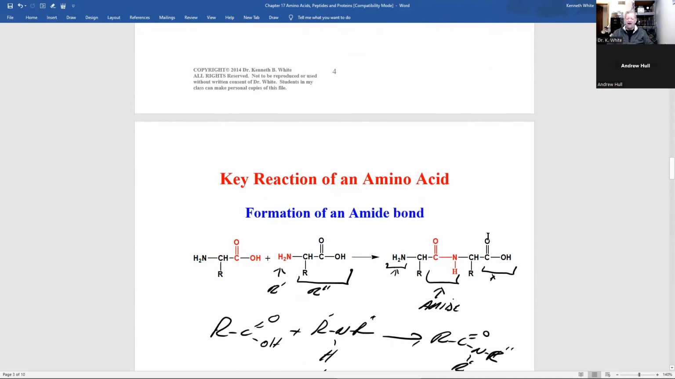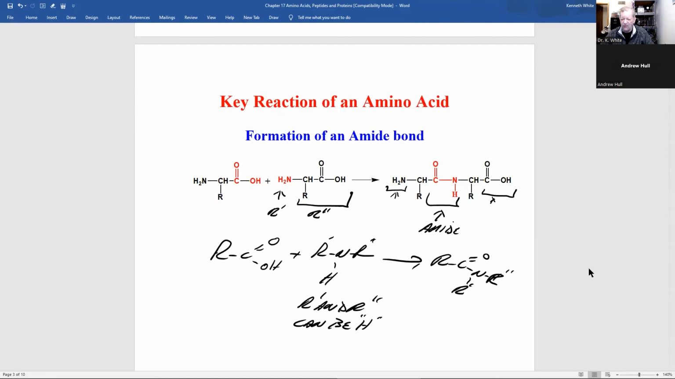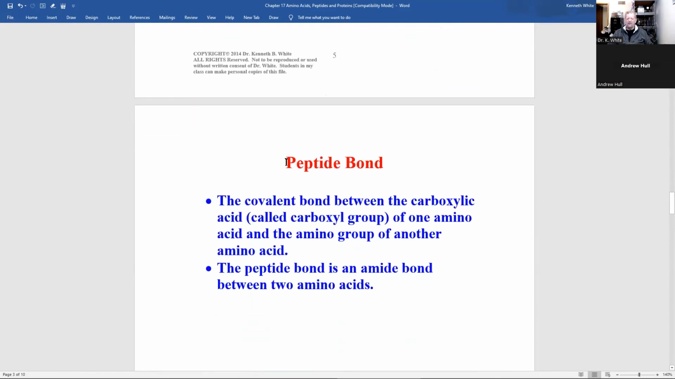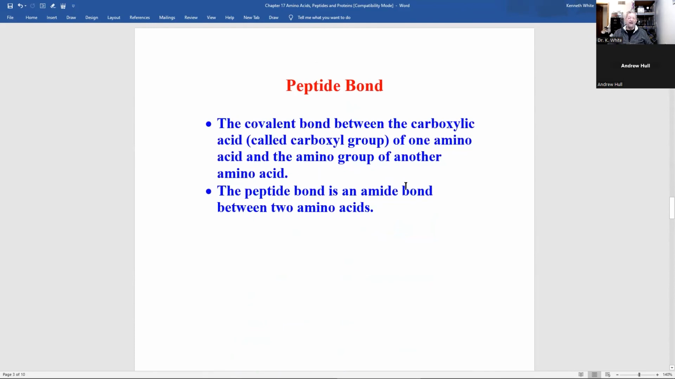So the bond here, I call in red amide. But if you're a protein chemist or work with proteins, that's called a peptide bond. And I'll never ask that on tests or my final. This won't be on a test. This will be on the final stuff I'm covering in this chapter now. So peptide bond is when you make that amide bond between two amino acids.